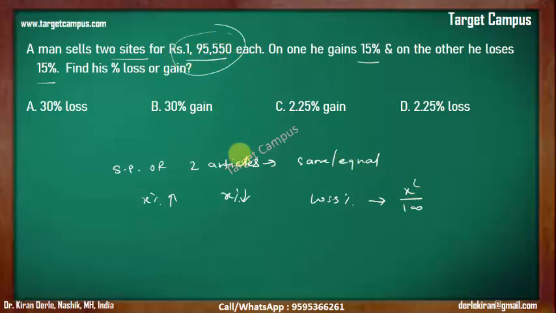Selling price is the same. One is sold at 15% profit and the other at 15% loss. So the transaction would always result in a loss, and that loss percent is equal to 15 square upon 100. That is 225 upon 100, that is 2.25% loss, right? No use of this value. Don't waste your time, guys.